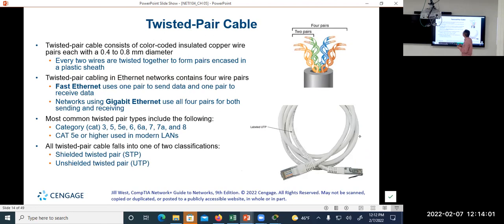The twisted pair cable consists of a color code. Each of the wires has a specific color. You have white-orange and orange, white-green and green, white-blue and blue, and white-brown and brown. You have 4 pairs, and it is colored and insulated copper wire of 0.4 to 0.8 millimeter. Every 2 wires are twisted together to form a pair, in a sheath of plastic. That's why they call it twisted pair.